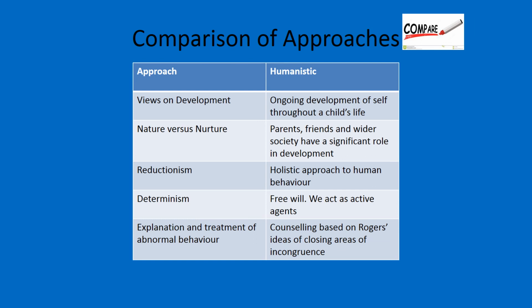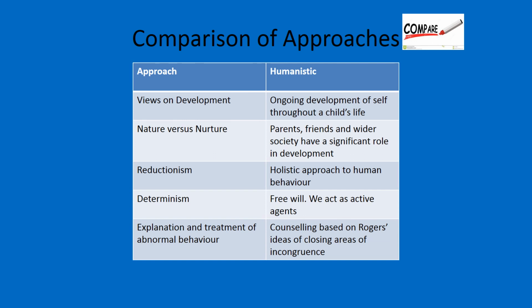In terms of reductionism, well, the humanistic approach prides itself on being a holistic approach to human behaviour. It doesn't try to break things down into smaller units. It talks about the entire person acting together. And determinism, this is your free will one. So according to humanistic psychology, we act as active agents. We have free will over every choice that we make.